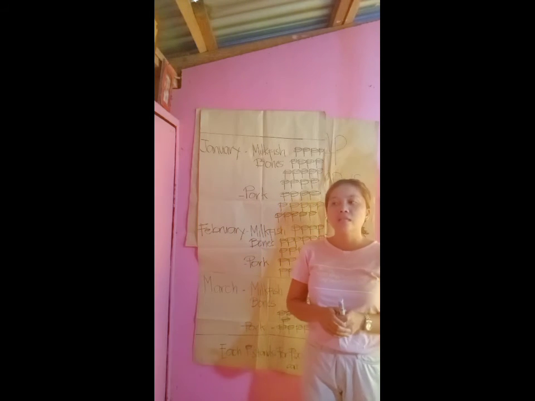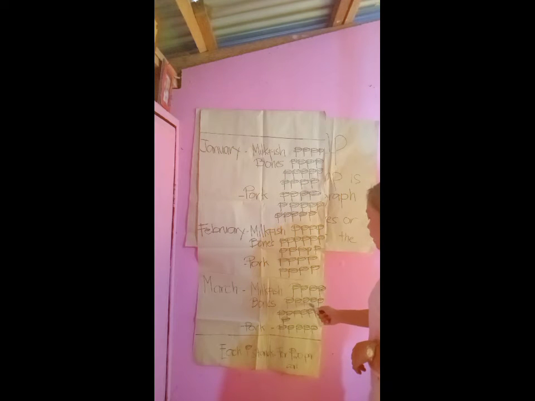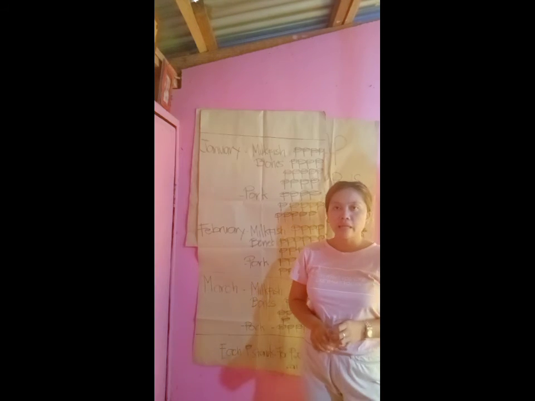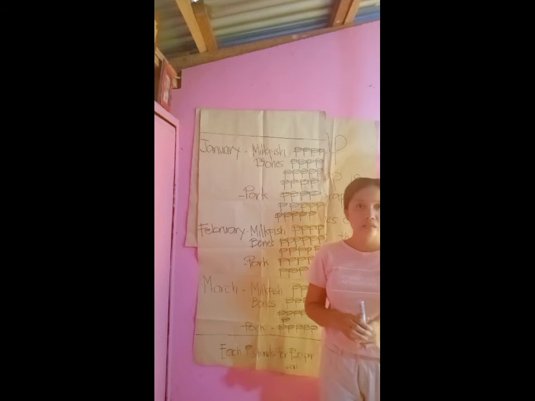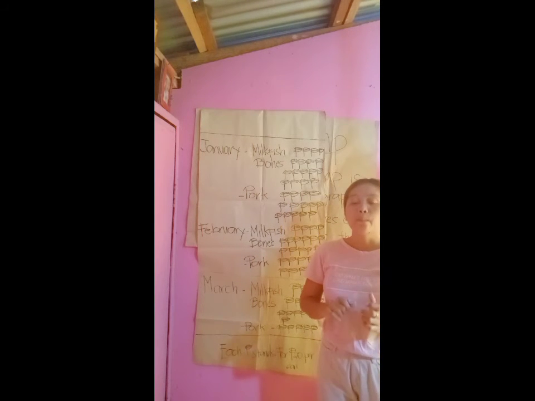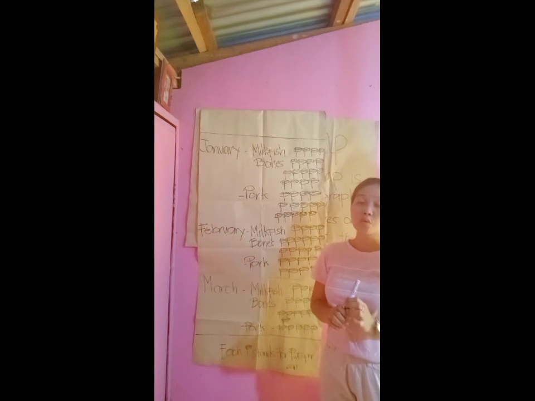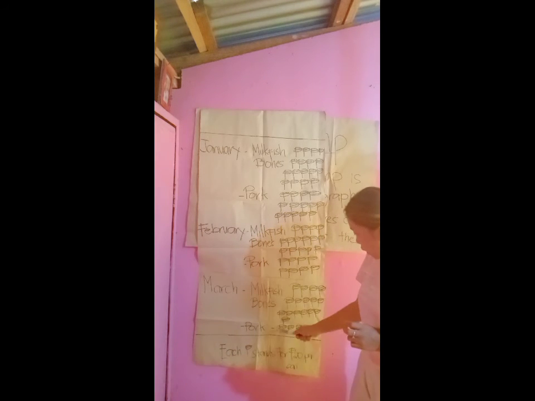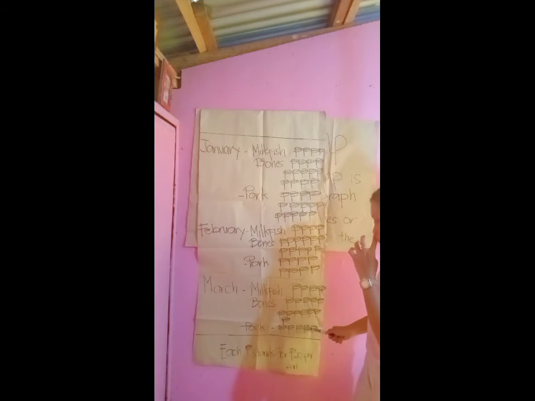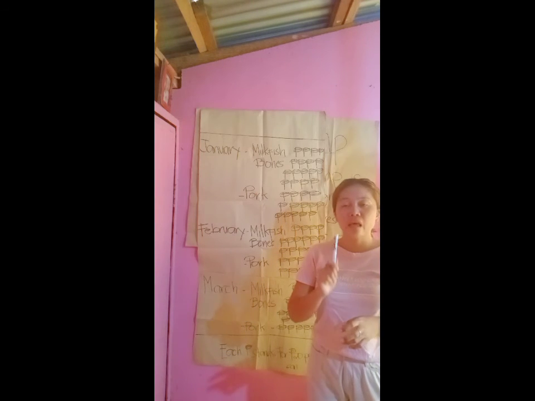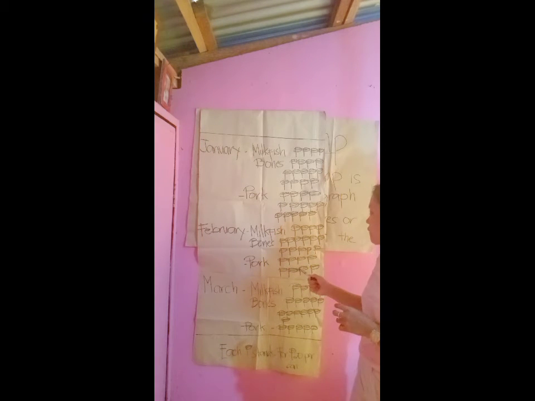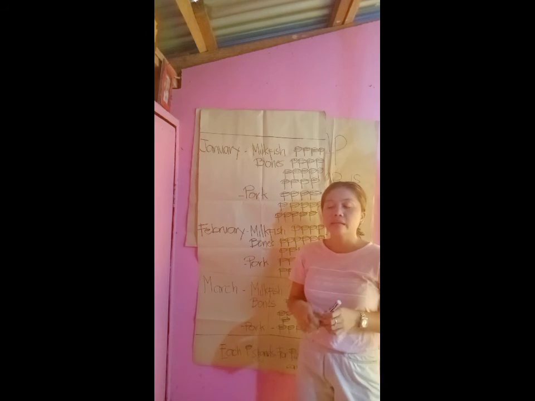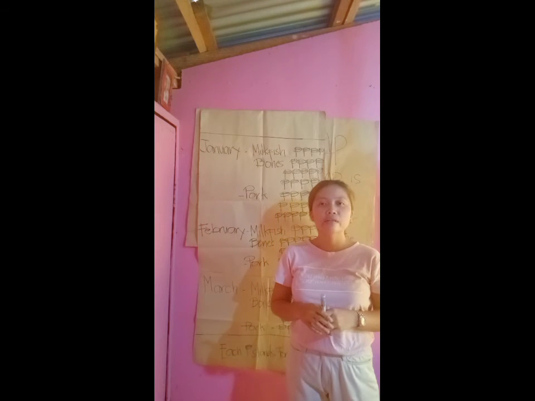And the last, in March, our sales of milkfish bones, 16 peso signs times 20 equals 320. And the pork sales in March is 120, and I count the peso signs. 1, 2, 3, 4, 5, 6, 7, 8. 8 peso signs times 20 equals 160 pesos.